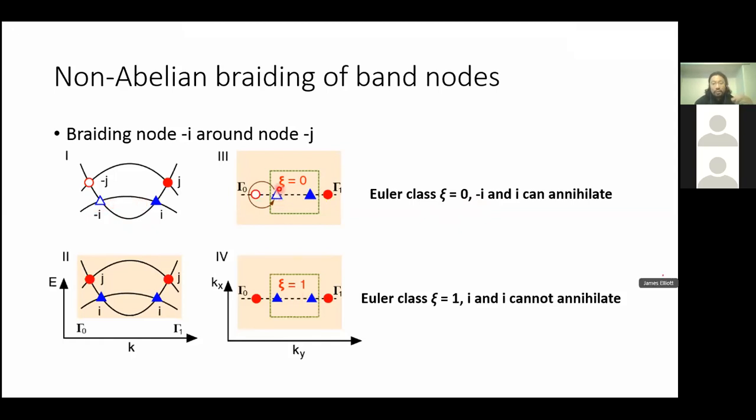However, if we do some momentum space braiding, say we let this open triangle go around this open circle, that means this node needs to wind around the other nodes in the neighboring gap. Then we get an Euler class of 1. So we now have two nodes with the same frame charge I, and they cannot annihilate with each other. So this braiding gives us a different Euler class, and this Euler class is the topological invariant we use to define this non-abelian charge.